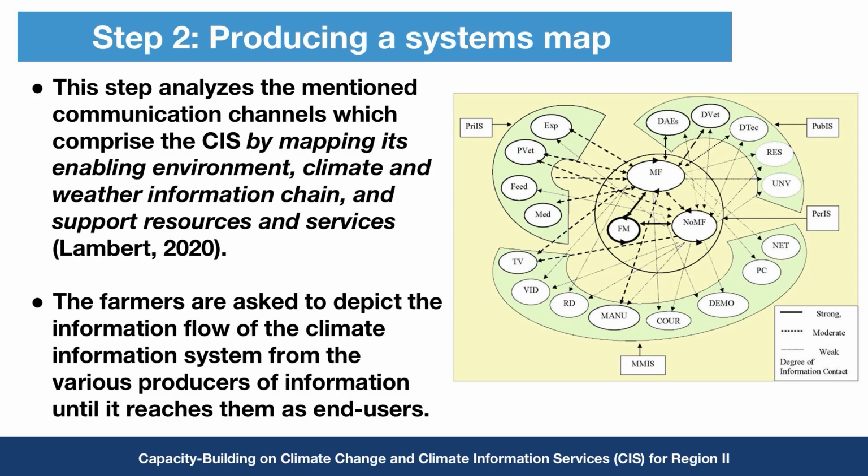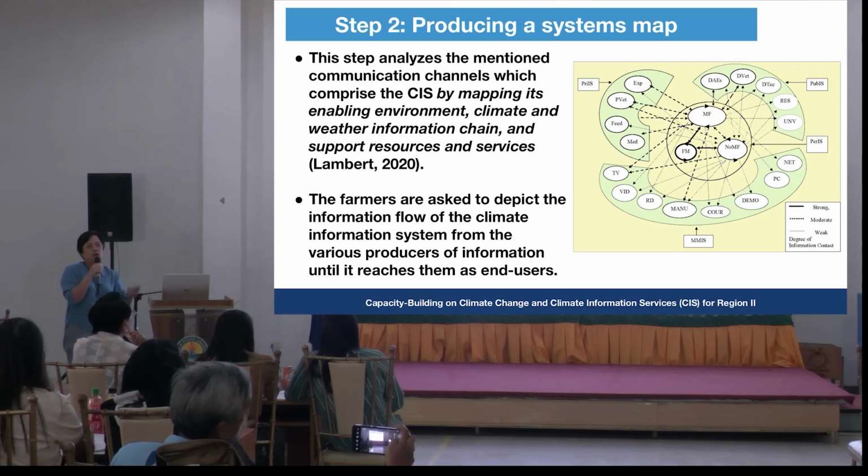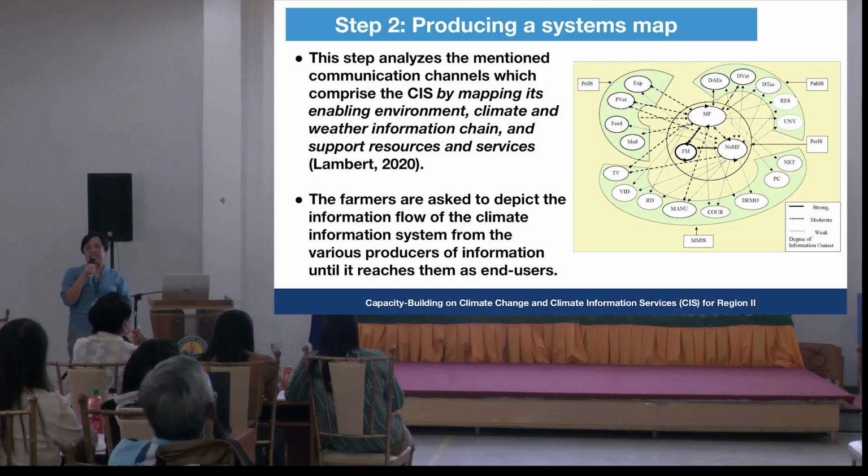The farmers, we have to ask the farmers to depict yung information flow ng climate information system from the various producers of information hanggang makarating sa kanila yung information. Ito po, isang example na nakuha ko from the dairy farmers in Turkey. Pero pinapakita niya lang dyan is yung network. Yung communication network po, from among the different sources ng information for the dairy farmers.